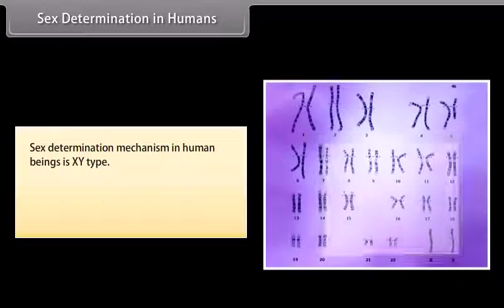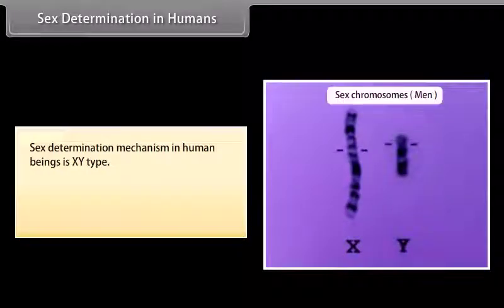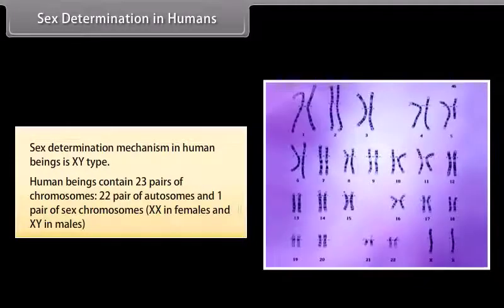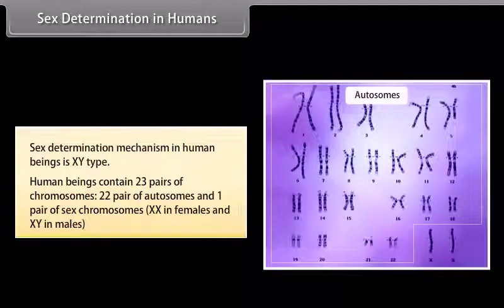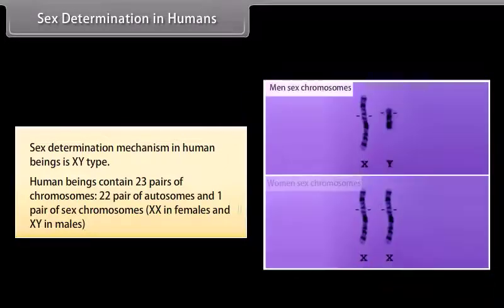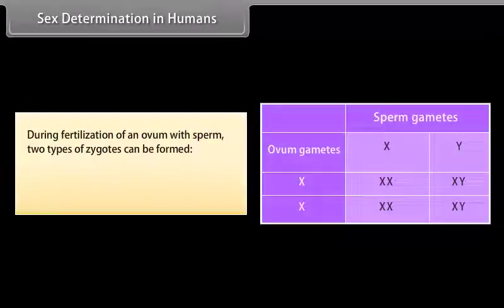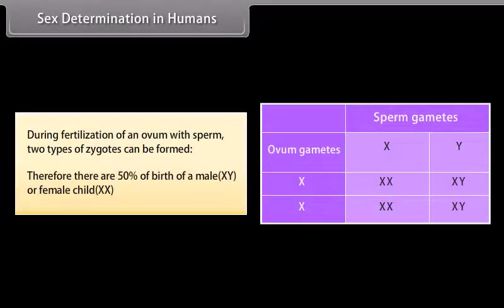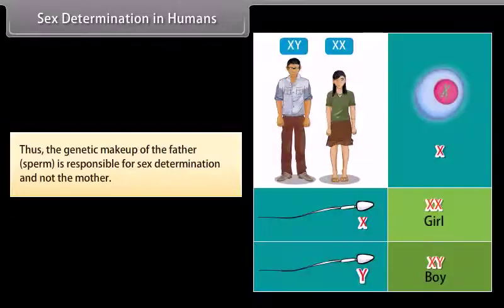Sex determination in humans. Sex determination mechanism in human beings is XY type. Human beings contain 23 pairs of chromosomes, 22 pairs of autosomes, and one pair of sex chromosomes, XX in females and XY in males. During fertilization of an ovum with sperm, two types of zygotes can be formed. Therefore, there is a 50% chance of birth of a male XY or female XX child. Thus, the genetic makeup of the father's sperm is responsible for sex determination and not the mother.